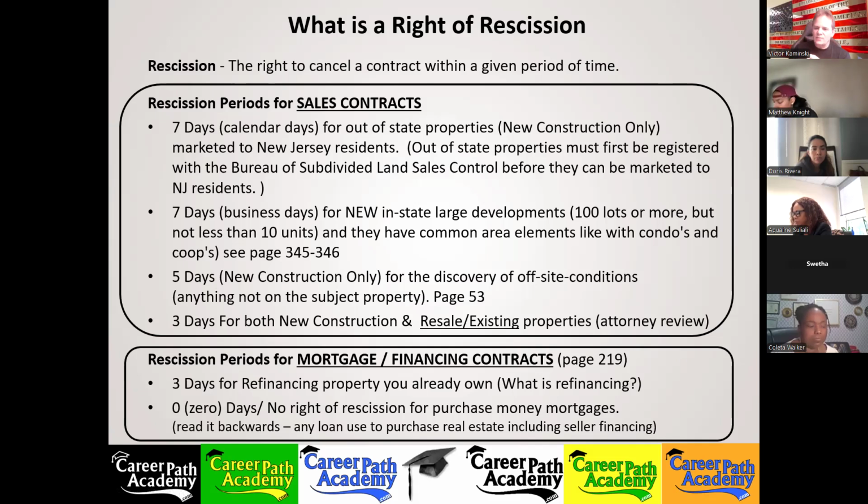What is a purchase money mortgage? Read it backward. Mortgage money to purchase. Any loan used to buy real estate. That would also include seller financing. Once you sign on that loan documents, well, you're married to that loan. You bought it. There's no clawing back that money after it's been paid out to everybody. So there's no right of rescission for loans to buy real estate.